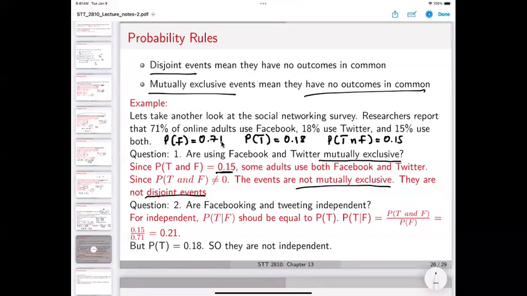So are mutually exclusive and disjoint the same thing? Yes. And then something can be independent but not disjoint? Mm-hmm. Okay. Yeah.